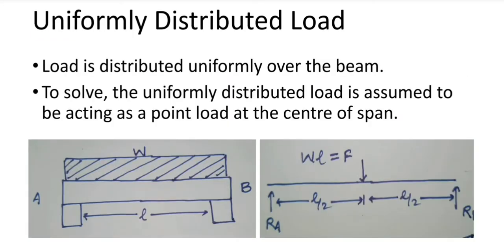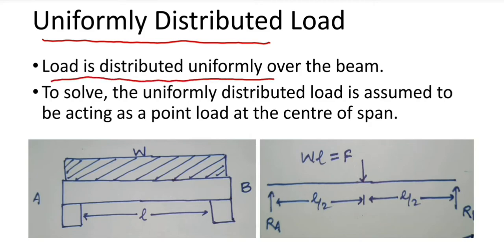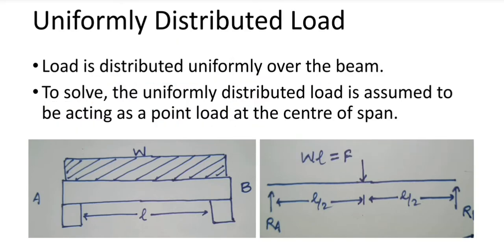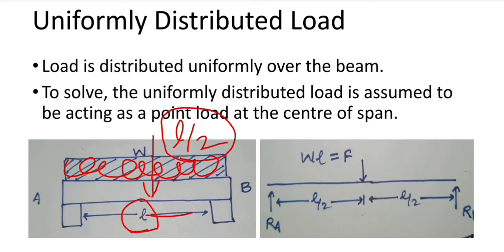Now let's move to the second type, the uniformly distributed load. That is, the weight is uniformly distributed over the beam. See here. To solve, that is, to draw some conclusion out of it, the uniformly distributed load is assumed to be acting as a point load at the center of span. That is, if an intensity of load W is acting over the beam, then the maximum weight will be applied at L by 2, because it is the midpoint of the beam. If L is the span, then L by 2 will be the midpoint of the beam.